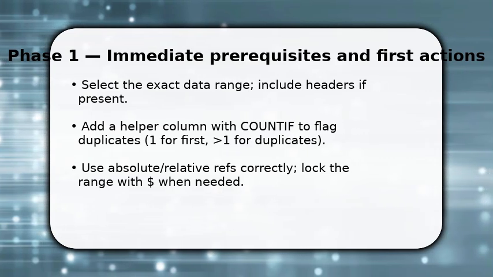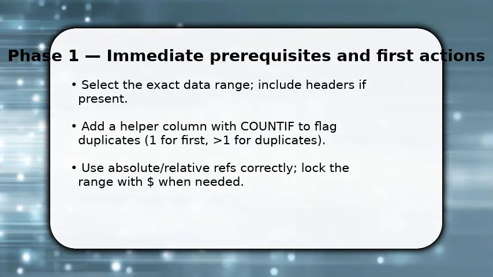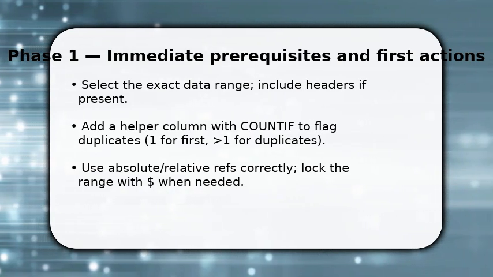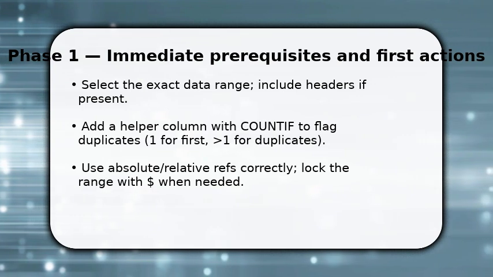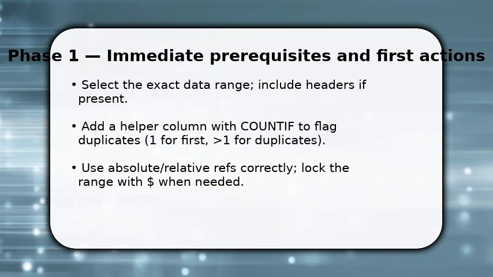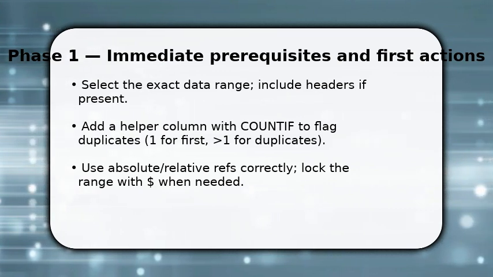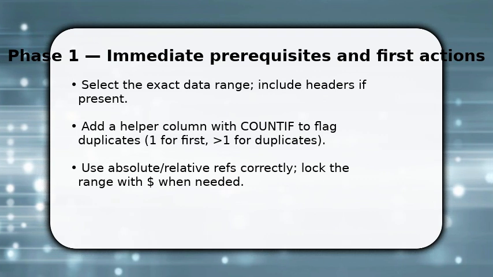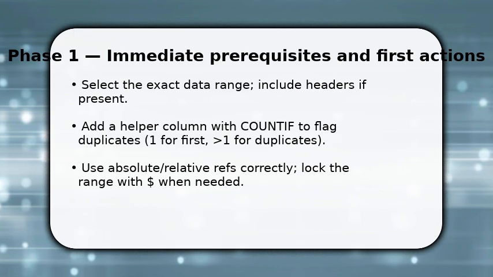Enjoy the video. You start by selecting the precise data range and adding a helper column. In that helper, enter =COUNTIF($A$1:$A$100, A2). This marks the first occurrence as 1 and later repeats as greater than 1, so you can identify duplicates without altering other cells. Once the formula is filled down, make sure the helper column is visible for filtering.